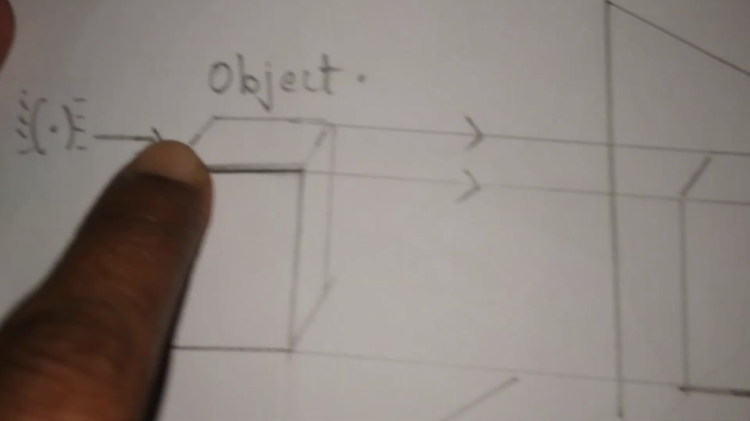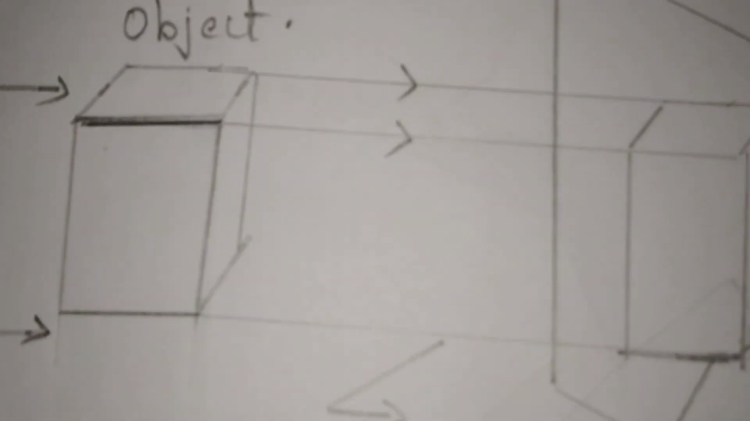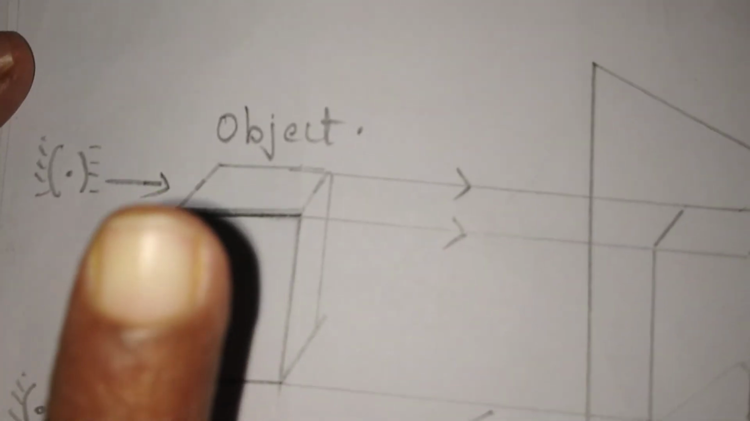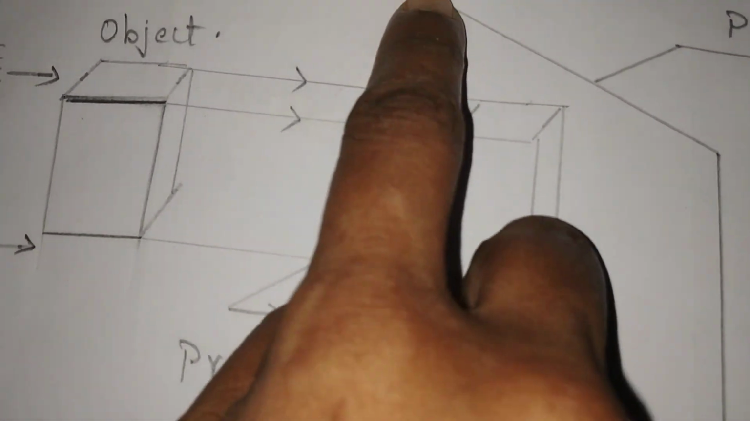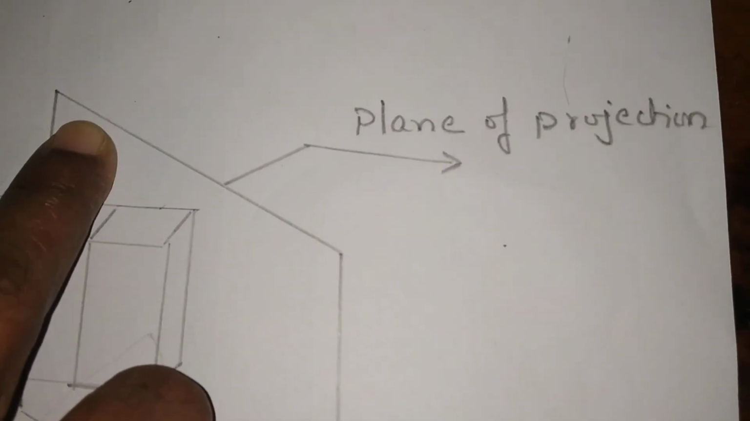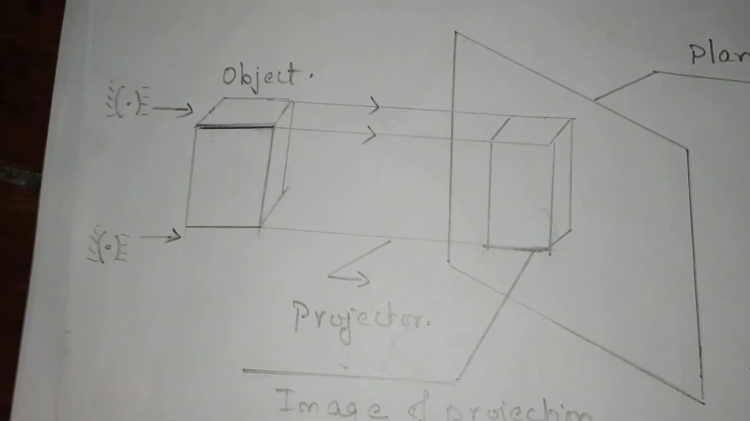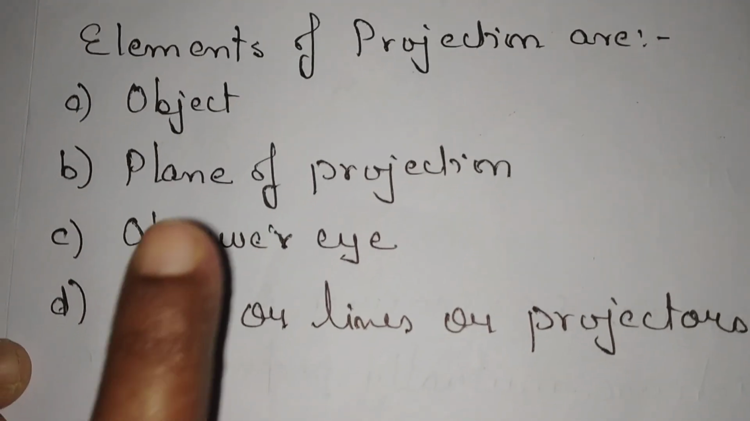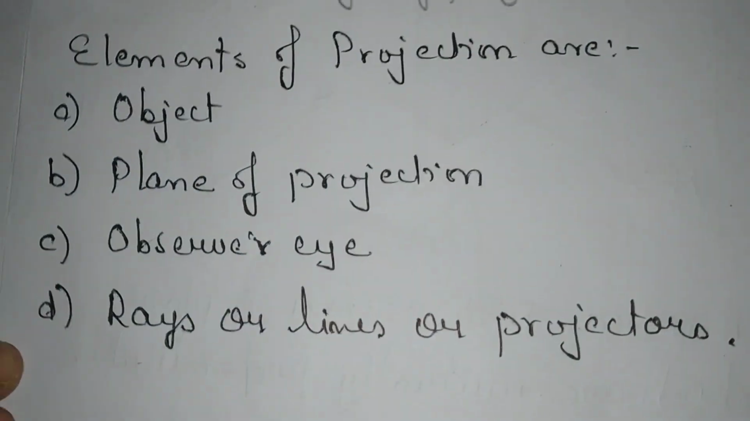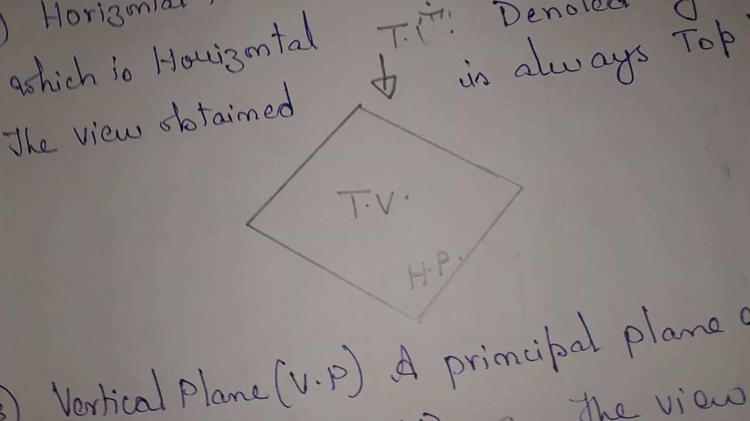Okay, and this is the object. So three things we are going to study: the object, the observer, the projector, and this is the plane of projection on which the image of this object is going to fall. So here I have explained the elements of projection as object, plane of projection, observer's eye, rays or line, which is called the projector. Okay.